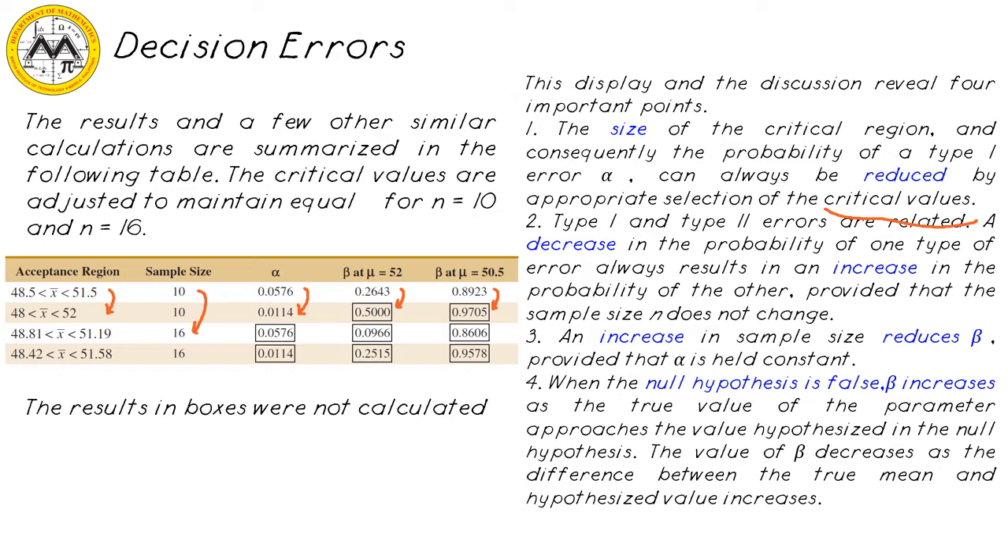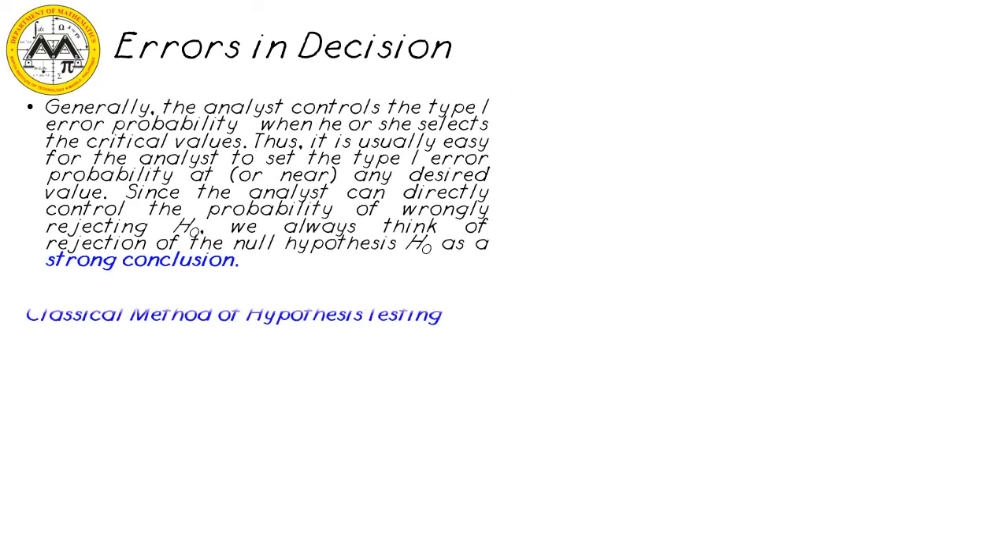When the null hypothesis is false, beta increases as the true value of the parameter approaches the value hypothesized in the null hypothesis. The value of alpha decreases as the difference between the true mean and the value of beta decreases as the difference between the true mean and the hypothesized value increases.